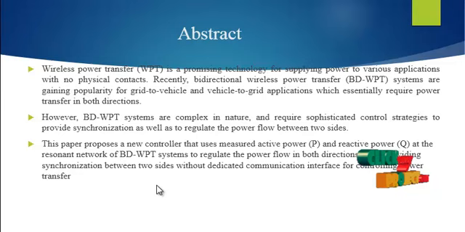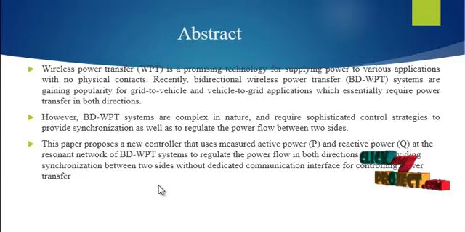Recently, bidirectional power transfer systems are gaining popularity for vehicle-to-grid and grid-to-vehicle applications, which essentially require power transfer in both directions. However, bidirectional wireless power transfer systems are complex in nature and require sophisticated control strategies to provide synchronization as well as regulated power flow for both sides.